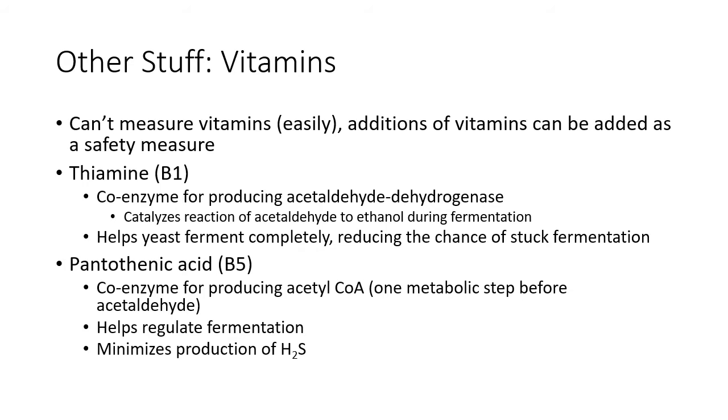Pantothenic acid is the coenzyme that is the one step before making acetaldehyde. The reason why we like to add this is that pantothenic acid not only helps regulate fermentation, it shuts down the pathway for producing hydrogen sulfide. So when we add pantothenic acid to the wine, it helps us reduce the potential for having a stinky ferment. These are the two B vitamins that you see us regularly add. In addition to having to supplement nitrogen, which we regularly do in Washington, we prophylactically just supplement with a little thiamine and pantothenic acid.